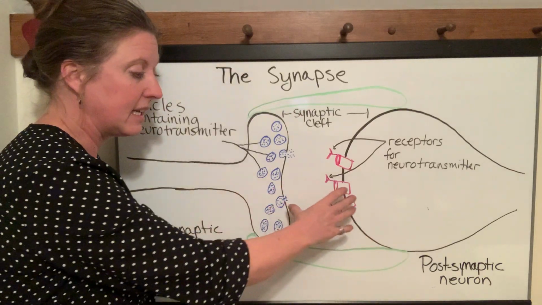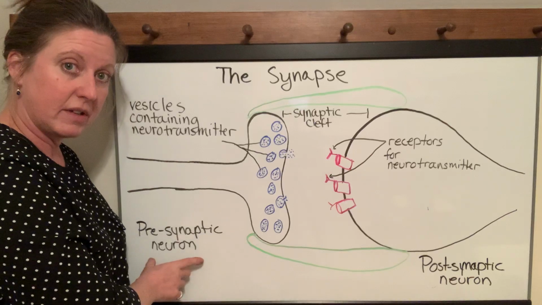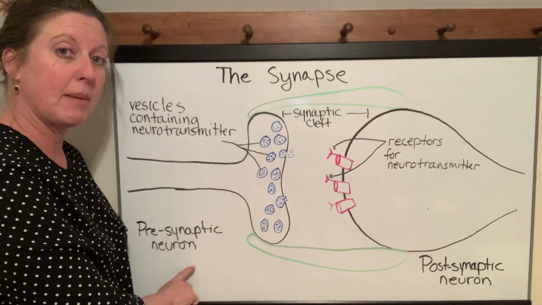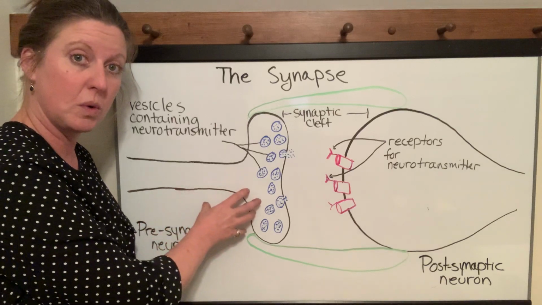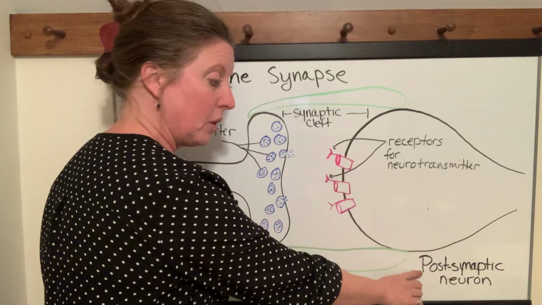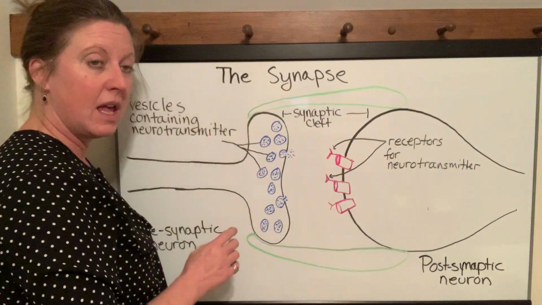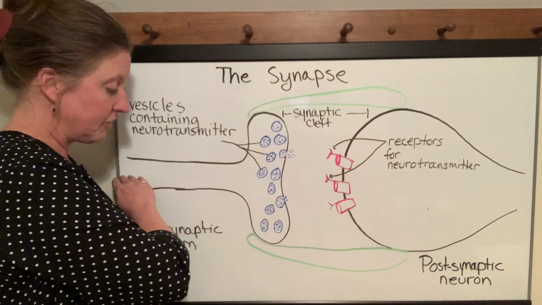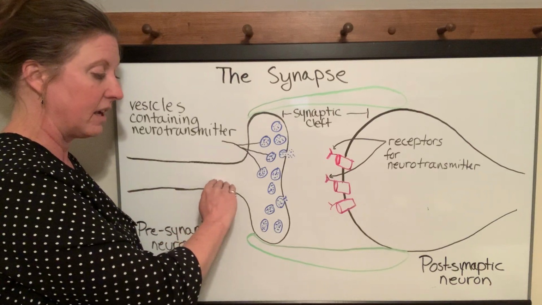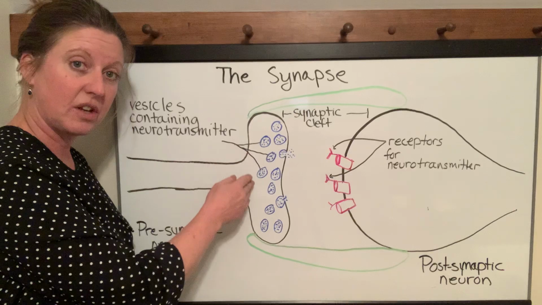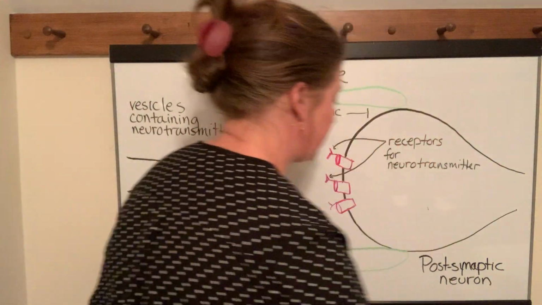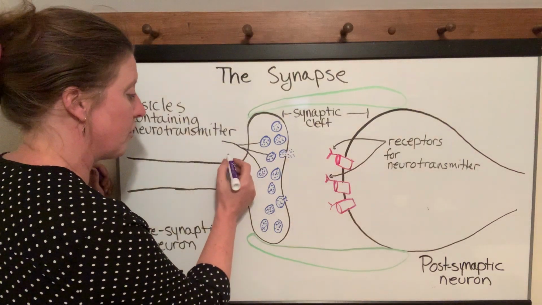Now, for any given synapse, we talk about the neuron that is sending the signal as the presynaptic neuron, so it comes before. The neuron that is receiving the signal is called the postsynaptic neuron. The electrical signal travels along this axon until it reaches the axon terminus, and when it does, it causes voltage-gated calcium channels to open.